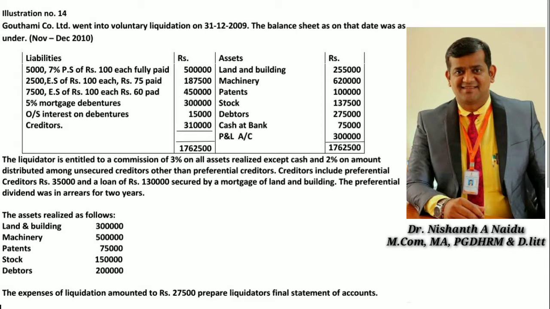Creditors include preferential creditors 35,000 and a loan of rupees 1,30,000 secured by a mortgage on land and building. So there are secured creditors and there are preferential creditors. We have to deduct those from the creditors value to identify the unsecured creditors. So that's all. Let us start the solution part for illustration number 14. So let us begin with the table.